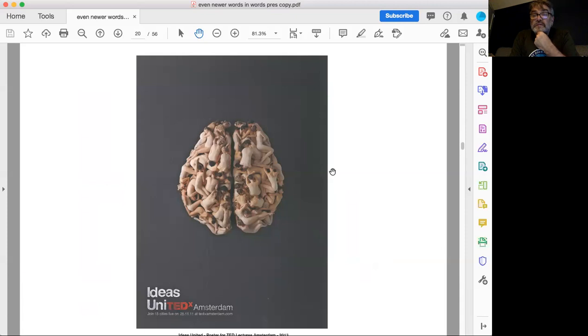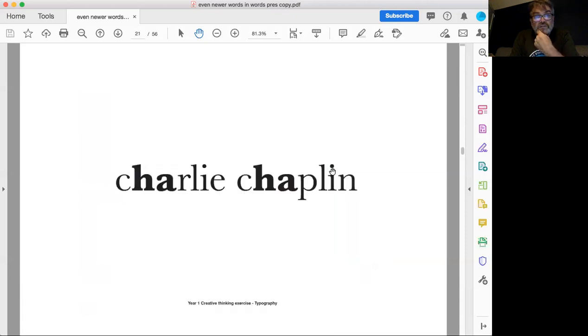Ideas United in Amsterdam. So that'll be a poster for TED Talk, a convention in Amsterdam. This is back to one week project at Preston. I think this was done by Preston students, Jenny Spiller, or Potts as is now. Lovely observation. Ha Ha and Charlie Chaplin.